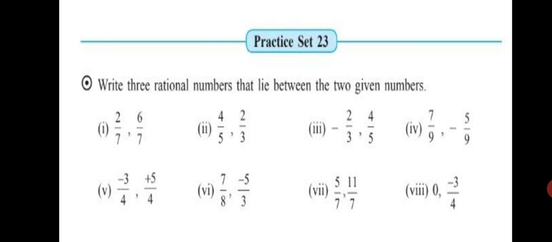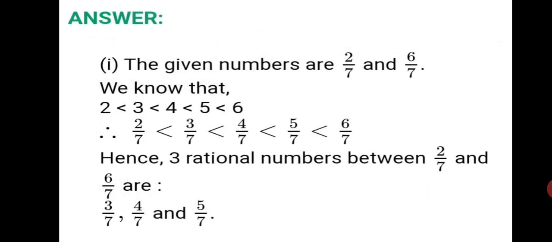So let's start with the first one. The given numbers are 2 upon 7 and 6 upon 7. Now denominators are already equal here, so you do not worry about equalizing the denominator. Let's compare the numerators. We know that 2 is less than 3 and 3 is less than 4, 4 is less than 5, 5 is less than 6. These are the numbers which lie between 2 and 6.